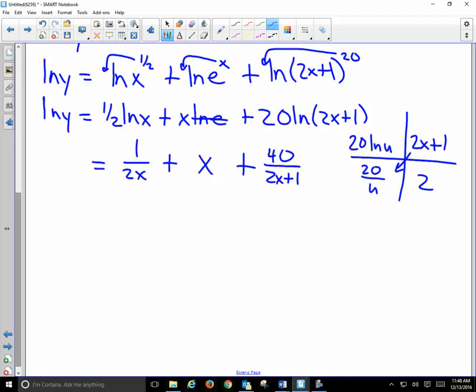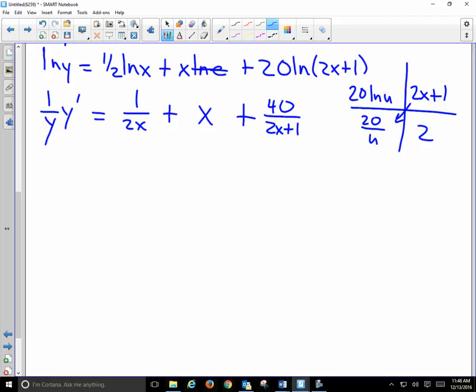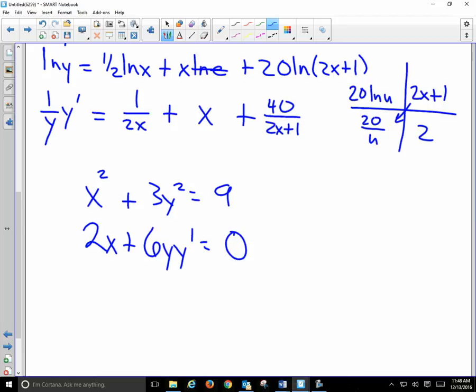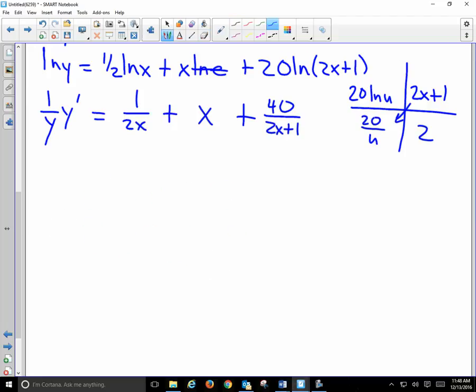Now look at the left-hand side. What do you think is the derivative of natural log of y? Got to attach y prime, right? Remember when we did x squared plus 3y squared is equal to 9? You took that derivative and said it's 2x plus 6y, y prime is equal to 0. Anytime you take the derivative of a y, you need to attach your y prime, just like when we were doing implicit differentiation. So I want to solve for y prime. So what will I do to both sides?